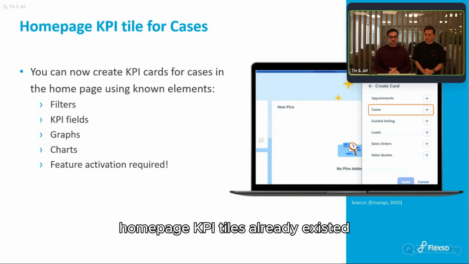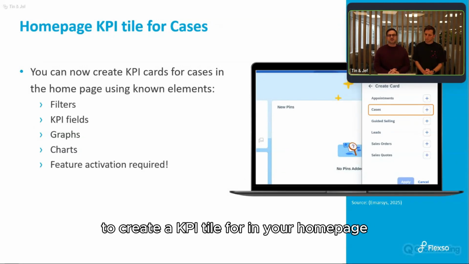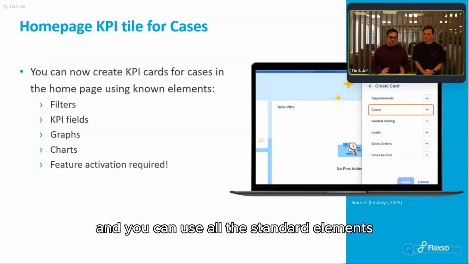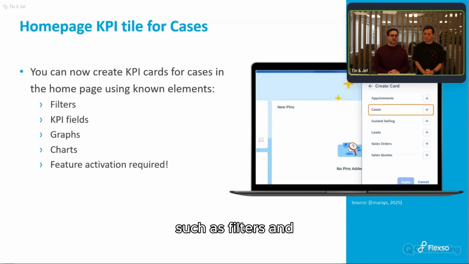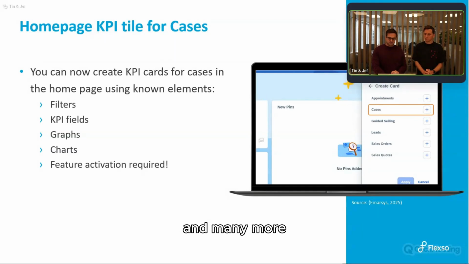Homepage KPI tiles already existed, and we've seen a bunch of them. And now the cases object is also finally available to create a KPI tile for in your homepage. And you can use all the standard elements such as filters. You can use graphs and charts to visualize your KPIs and many more.